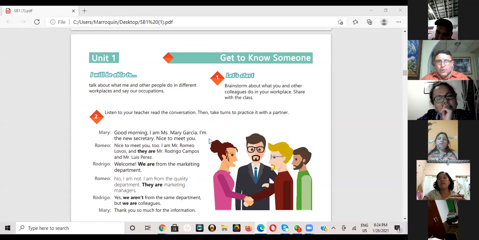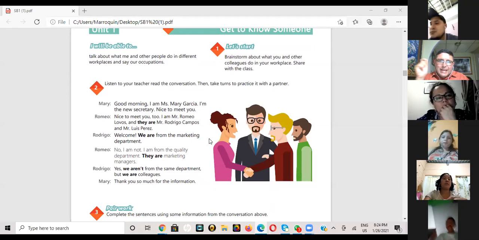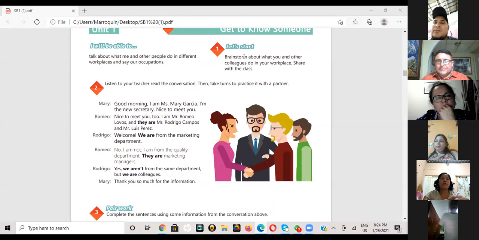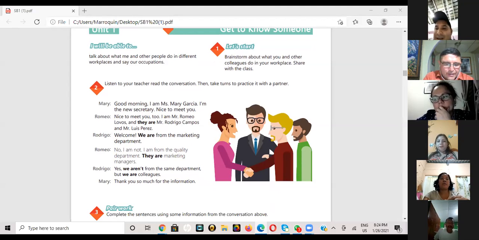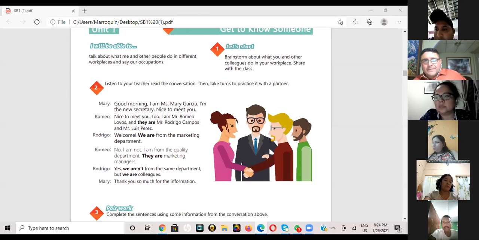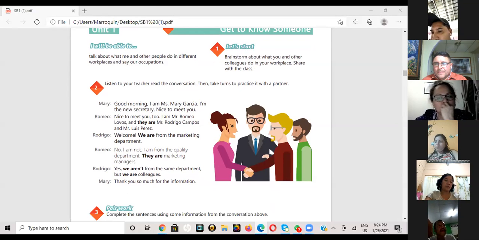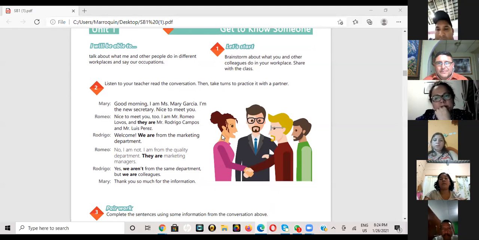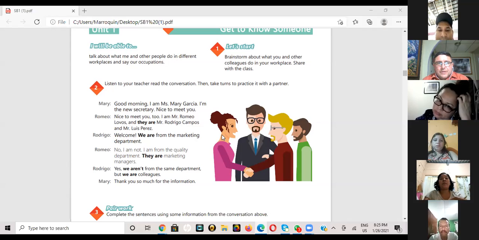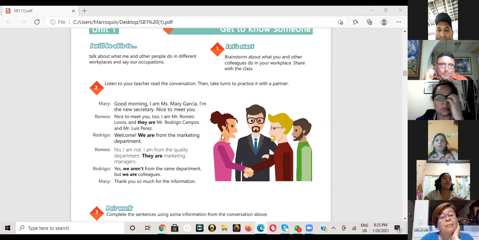Okay, so pay attention. I'm going to read the conversation. You pay attention for the pronunciation. How do you say subrayar in English? Underline, very good. Underline the new vocabulary. Okay, here we go. Pay attention. How many people in the conversation? Después ustedes van a practicar esta conversación. Four people? Only three. Okay.